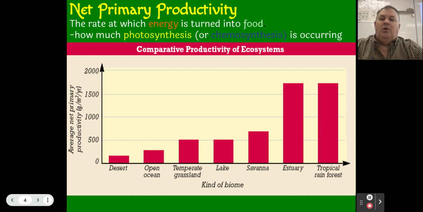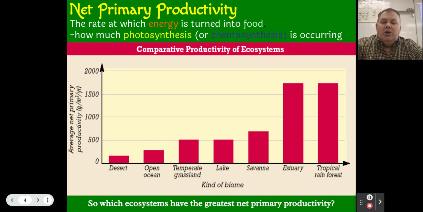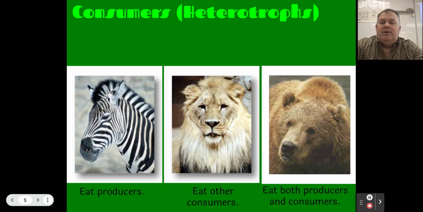And so how much photosynthesis or chemosynthesis is occurring is what you're seeing here. So which ecosystem has the greatest net productivity? As you can see, it's on the far right with those tropical and estuary systems, and the deserts from the desert southwest is the lowest.